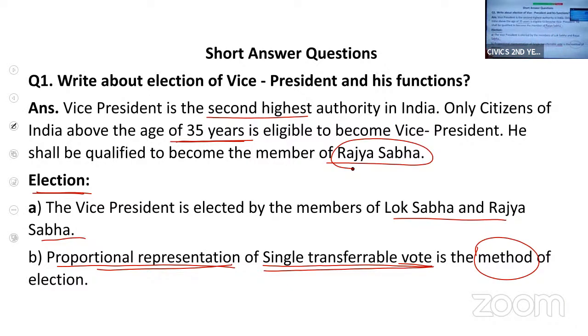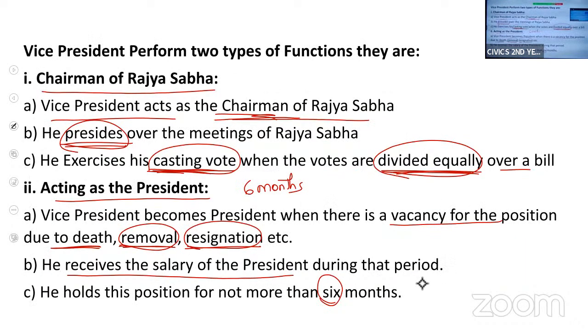Okay. So what is the method of election? It is proportional representation by single transferable vote, where the members of both the houses of parliament, that is Lok Sabha and Rajya Sabha, will vote for the vice president. Then the second part is what are the functions of the vice president? The vice president performs only 2 functions.